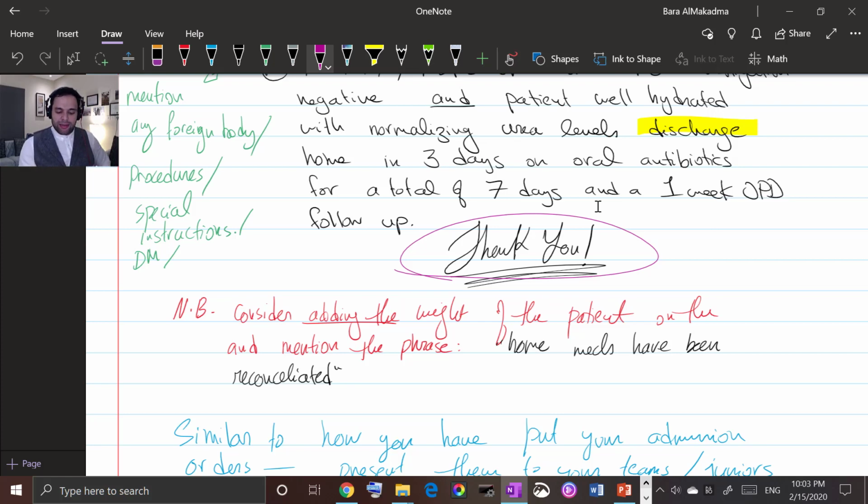Consider adding the weight of the patient at the top of the order sheet, even if it doesn't have a place for it. Many standard order sheets do, because it's a nice place to have it, and you might need to calculate certain doses based on the weight.